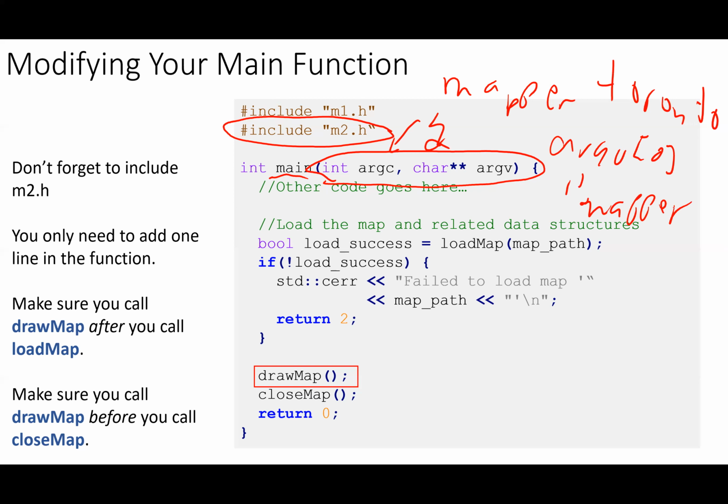Sorry, my writing is pretty messy here. Maybe I'll put this down on the, that'll be better. And argv of 1 would be Toronto. Okay, so you can use this to get command line arguments.